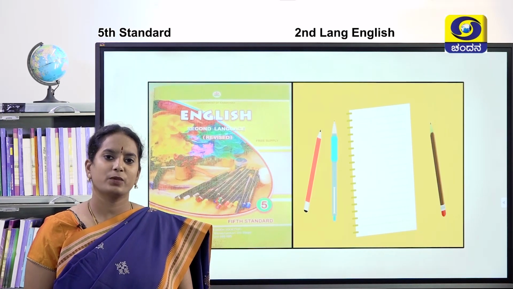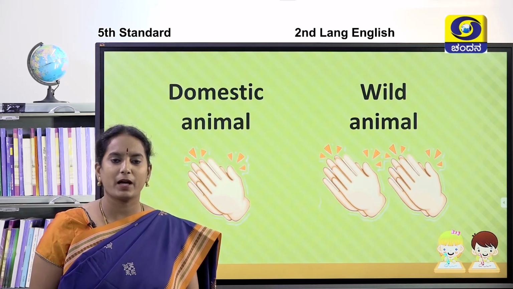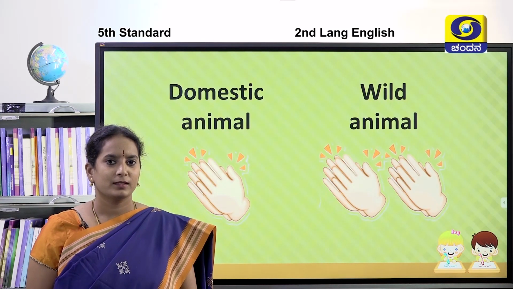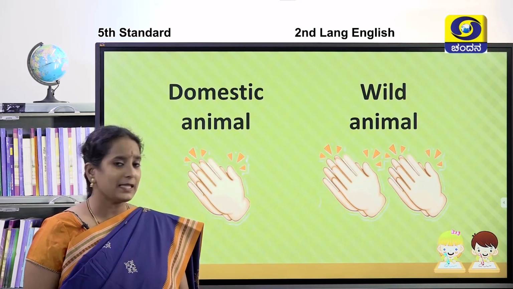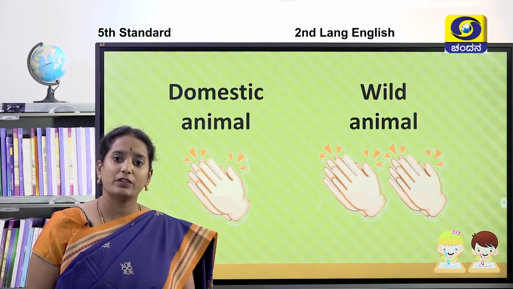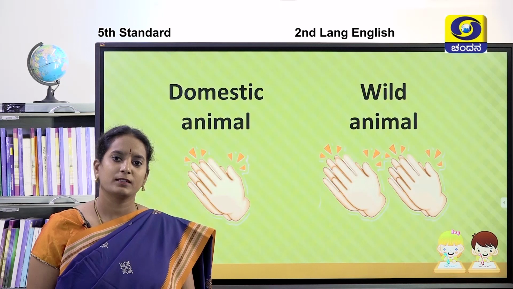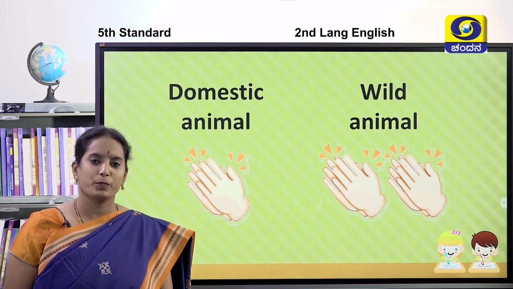We'll start the class with a fun activity. What do we have here? Domestic animal, wild animal. Do you know what is a domestic animal? Animals which are reared by humans. In Kannada, what do you call for domestic animal? Saku prani. Wild animal. What is a wild animal? Wild animals live in the forest. What do you call for wild animals in Kannada? Kadu prani. Wild animals are called Kadu prani.